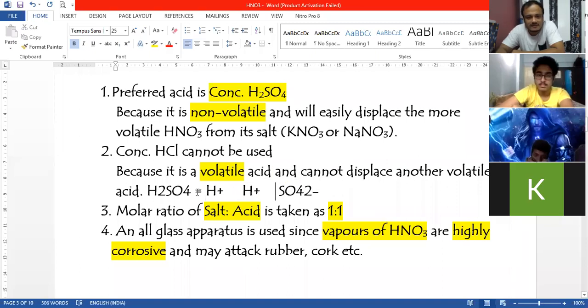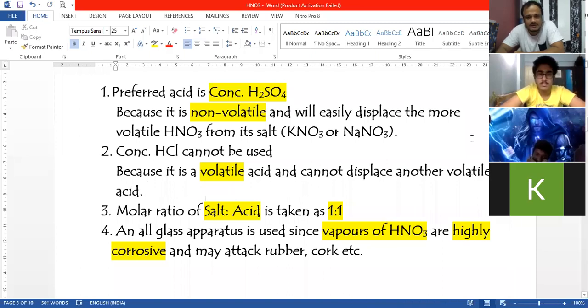That's the reason why we take it in the ratio 1:1, because even though it has two hydrogens, it does not give you two hydrogens at once. So it is giving you only one hydrogen. So the molar ratio 1:1 is perfect. Okay. I hope that was clear.